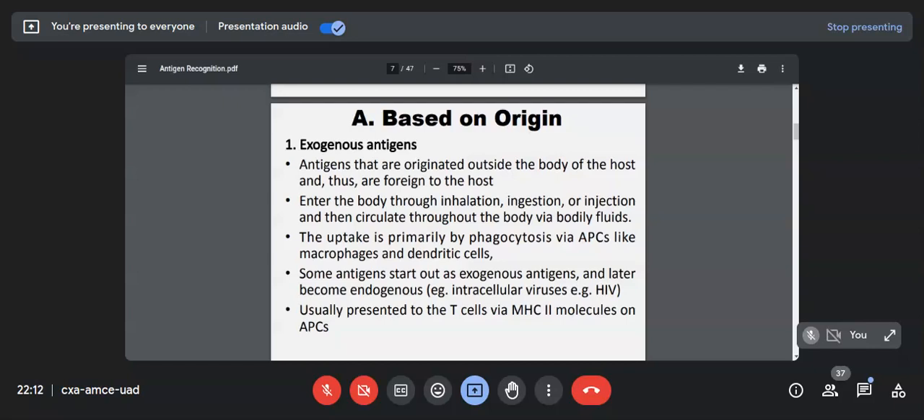Okay, so I was saying exogenous antigens come from outside, then they find themselves inside the body. Again, they're inside the body. What happens? The macrophages and the dendritic cells have seen that this is an antigen. What do they do? They will go and ingest it. We don't call it ingesting with regards to immunology. We use a better term. We call it phagocytosing. They get to phagocytose that particular antigen.